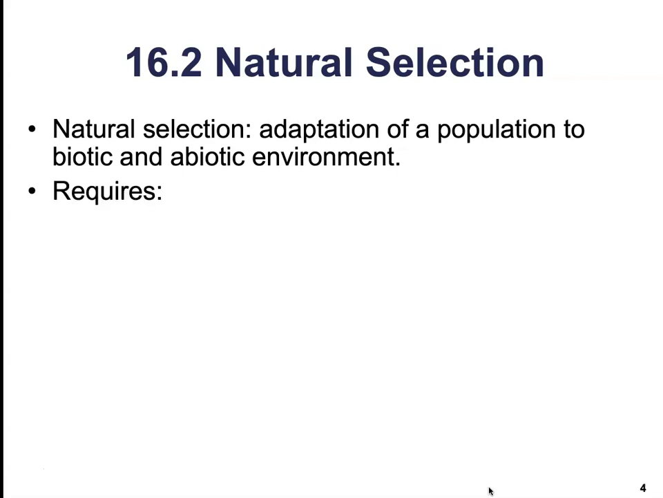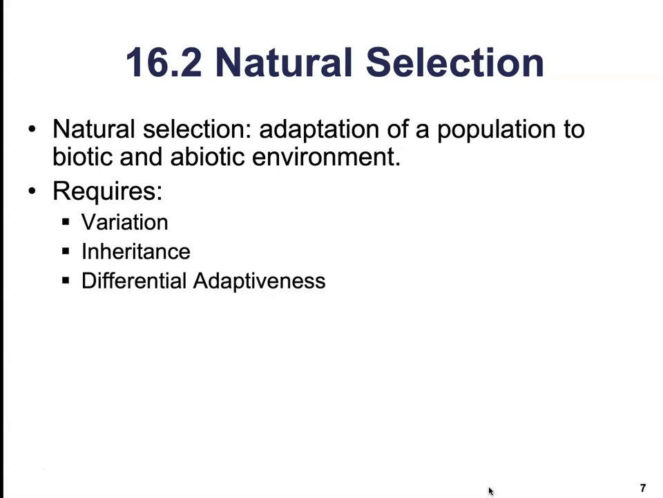This is going to require variation, meaning that the members of a population differ from one another. It's also going to require inheritance, meaning that those differences are heritable genetic differences. We also are going to need differential adaptiveness, meaning that some differences affect survivability, and differential reproduction. Some differences affect not just survivability, but the likelihood of successful reproduction.